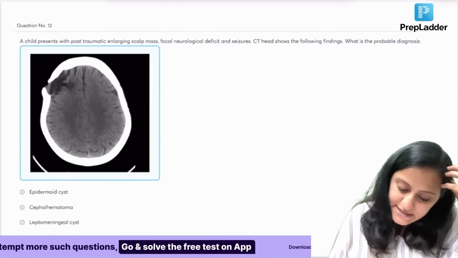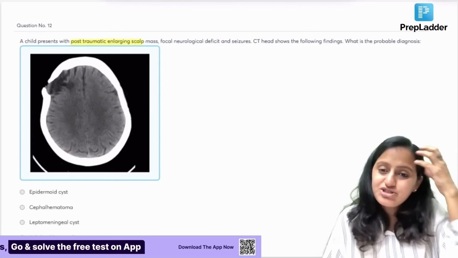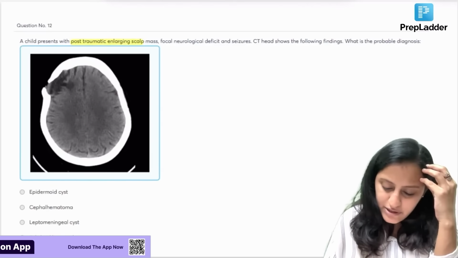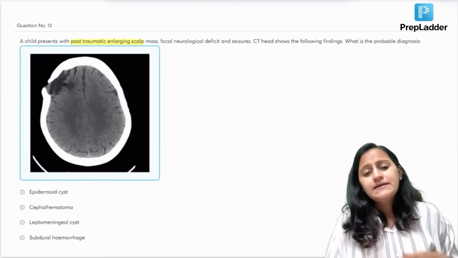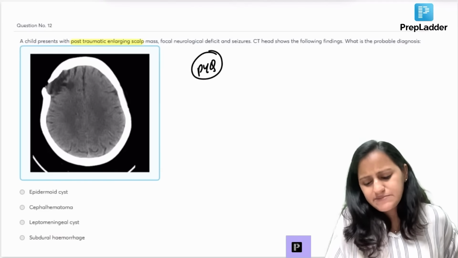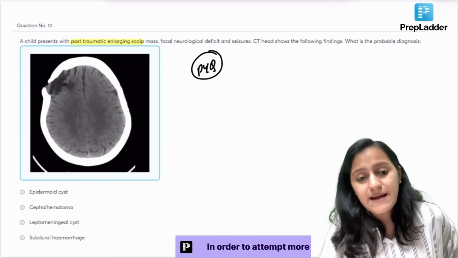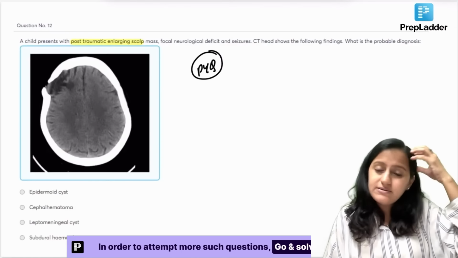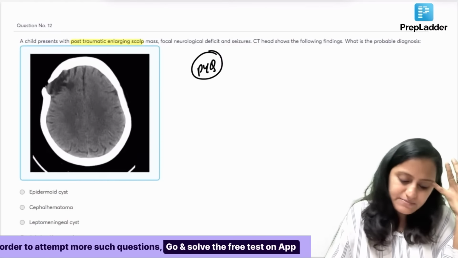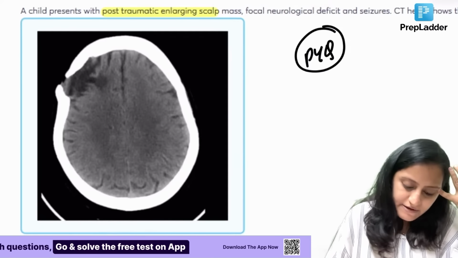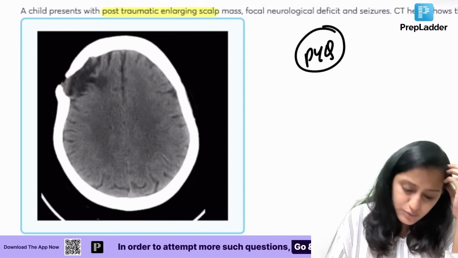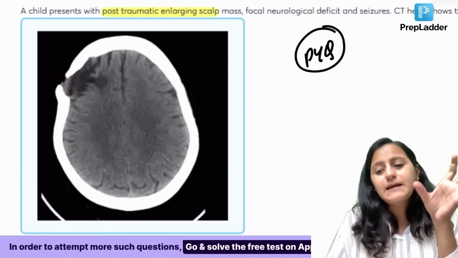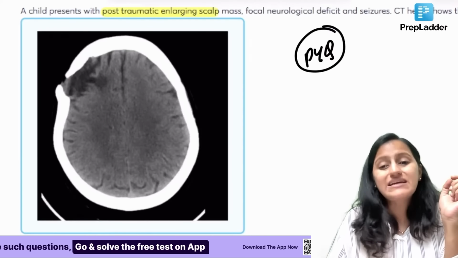A child presents with a post-traumatic enlarging scalp mass, focal deficit, seizures, and this is the CT shown. So what is the diagnosis? This is also one of the PYQs, asked in the NEET PG or INI-CET exam. So post-trauma there is an enlarging mass, and this CT image is given, where you are seeing that there is a gap in the skull bone, and through that the brain parenchyma is trying to herniate out.